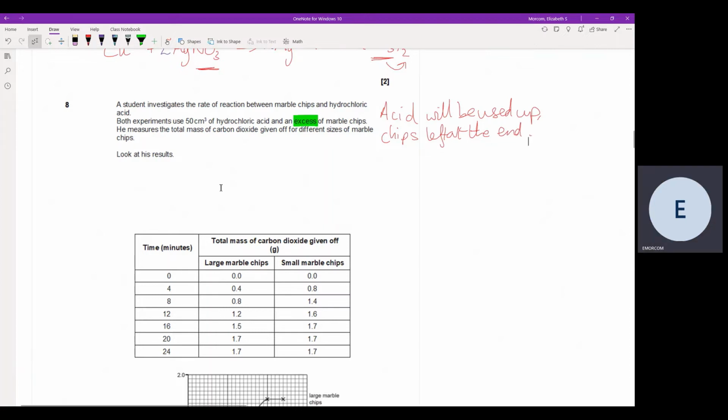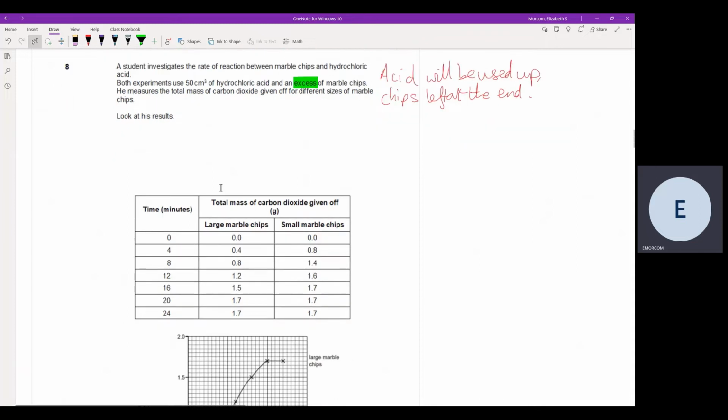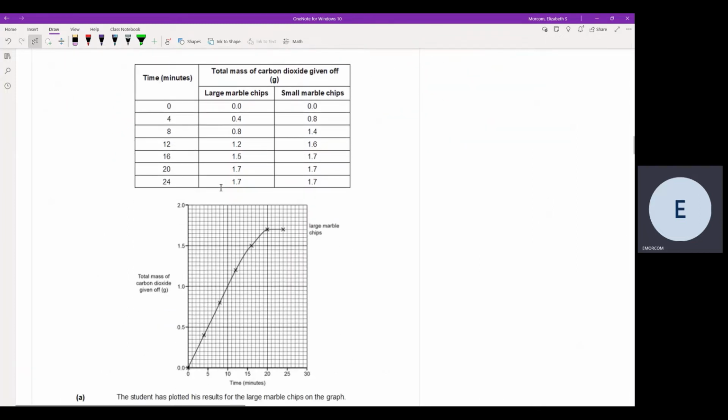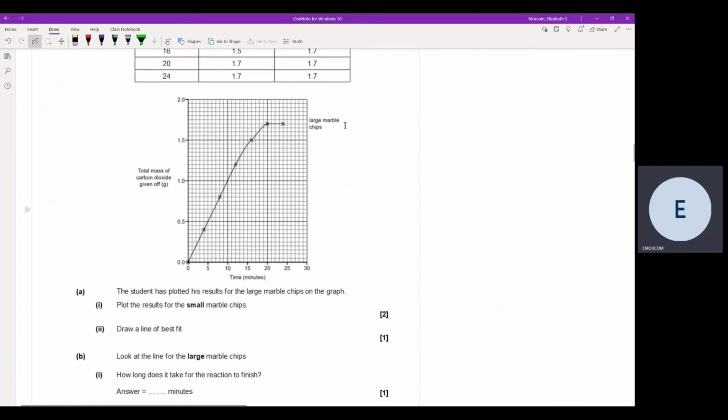He measures the total mass of carbon dioxide given off for different sizes of marble chips. Look at his results. So we've got time in minutes, and then we've got the total mass of carbon dioxide given off for large marble chips and small marble chips. And we've got the large marble chips plotted on here. It says the student has plotted his results for the large marble chips on the graph, plot his results for the small marble chips, and draw a line of best fit.